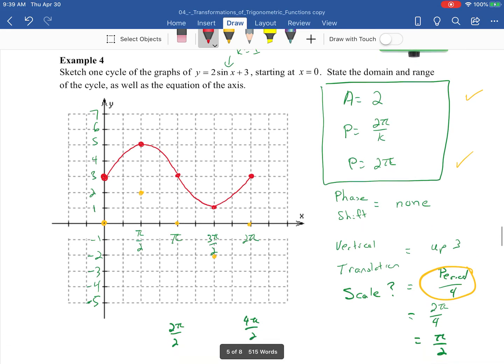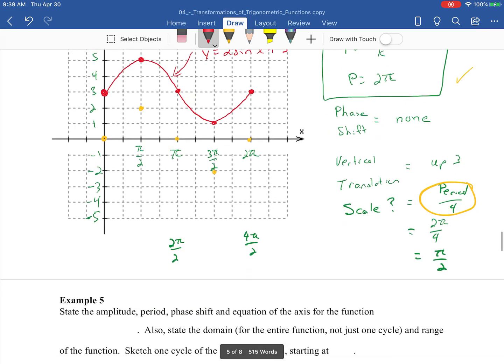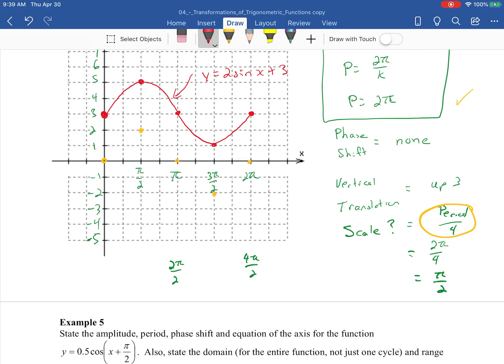And I'm going to label that curve. It says sketch one cycle. That's what I've done here. So I'm not putting the arrows on or anything like that. I'm just sketching one cycle. I'm going to label that y equals 2 sine x plus 3.